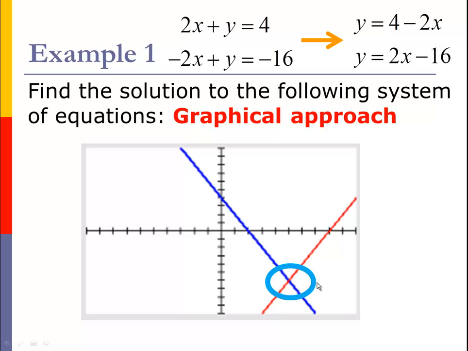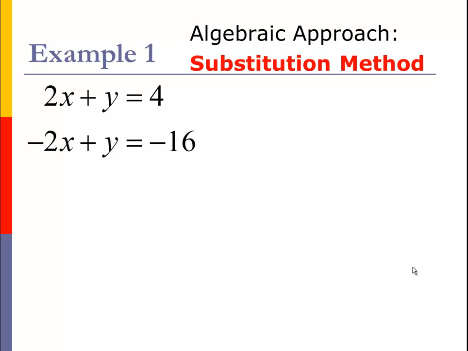They happen to cross right here. And to find that point, I basically just see where the x value is, how far to the right, and then how far down, and I get an x value of 5 and a y value of negative 6. So there's our solution. Nice, straightforward for when you've got the graphs. Now, let's take a look at an algebraic approach.